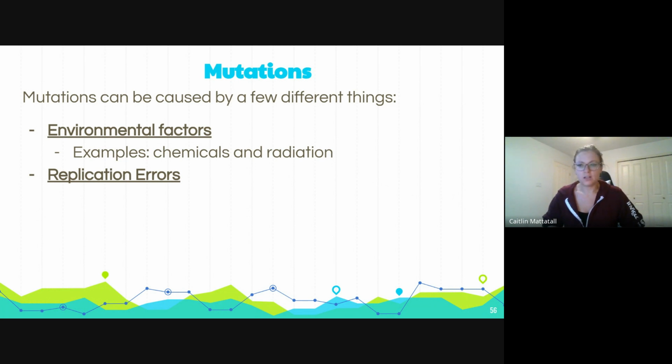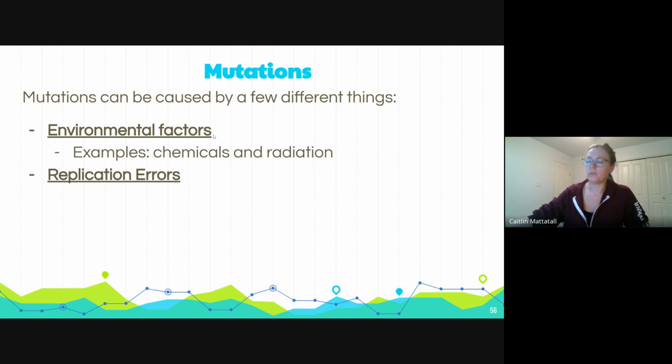And replication errors are another thing. So we also call these spontaneous mutations. They happen completely randomly. We have no control over them, just like we have no control over the environmental ones. So not everyone who gets exposed to UV light is going to get skin cancer, but some people do.